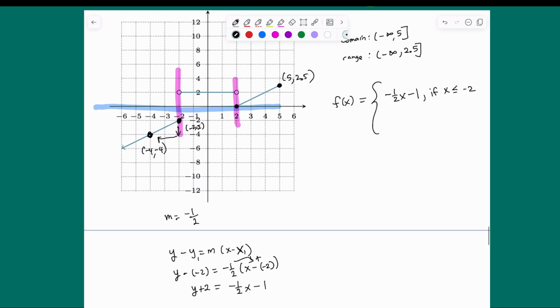And then it's the stuff between -2 and 2, and notice the open circles there. So that means it's going to be strict inequalities. In other words, x is falling between -2 and 2. So we'd say -2 is less than x, and x is less than +2. And it's constantly the value 2. It's just a horizontal line at 2.